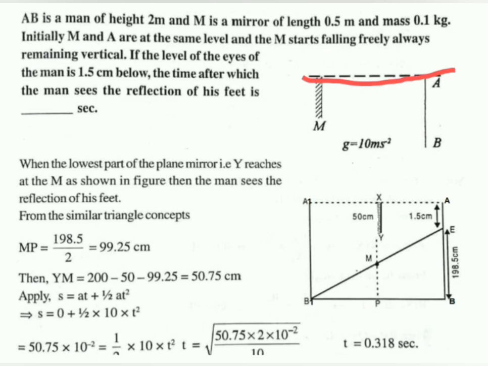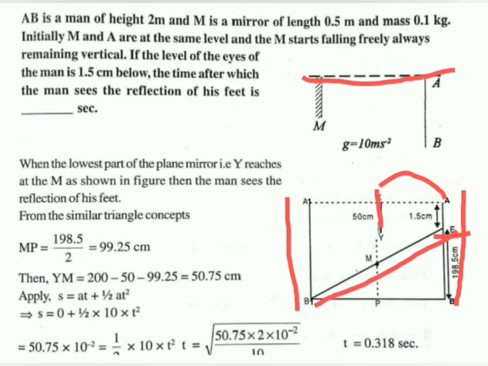So if this AB is the height of the man, and his eyes are located at a distance of 1.5 centimeter below the point A, the remaining distance will be 198.5 centimeter. See, if this is your mirror XY and the mirror starts falling, with his eyes he should be in a position to see his feet. If AB is the object, the image is this one, A dash B dash, which is equidistant from the mirror. We know for a mirror the object distance should be equal to the image distance. So the distance from A to the mirror should be the same as the distance from the mirror to his image.